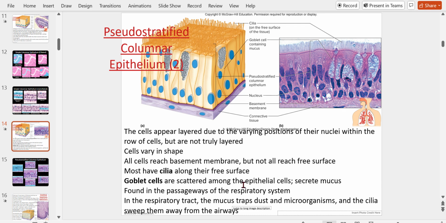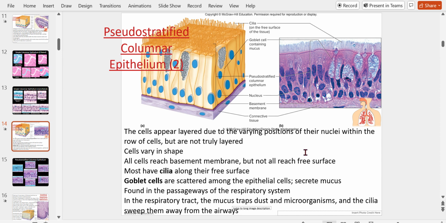Pseudostratified columnar epithelium. That's these ones here that look like they're on top of each other, but they're not. Every single one of them has a way down to the basement membrane. The cells appear layered due to the varying position of their nuclei within the rows of cells, but are not truly layered. These cells vary in shape. All cells reach the basement membrane, but not all reach the free surface.